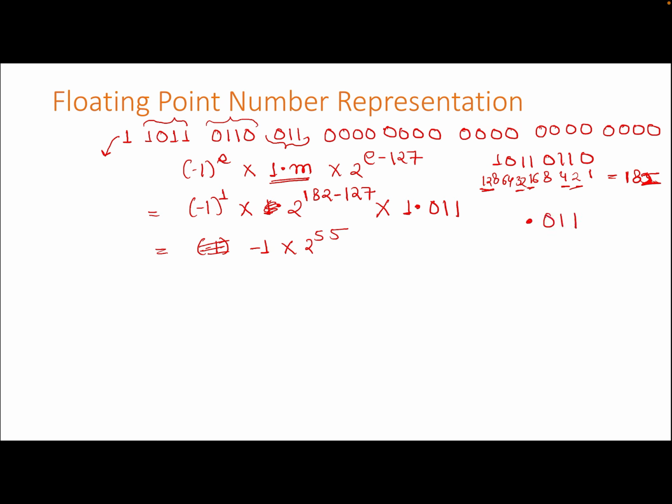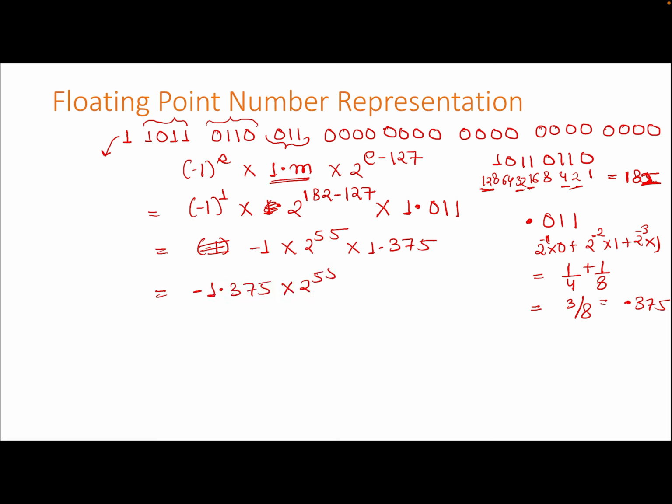So 0.011 it will be 2 raised to power minus 1 into 0 plus 2 raised to power minus 2 into 1 plus 2 raised to power minus 3 into 1, which is 0 plus 1 by 4 plus 1 by 8, which is, this part is 1.375, or I can write it as minus 1.375 into 2 raised to power 55.